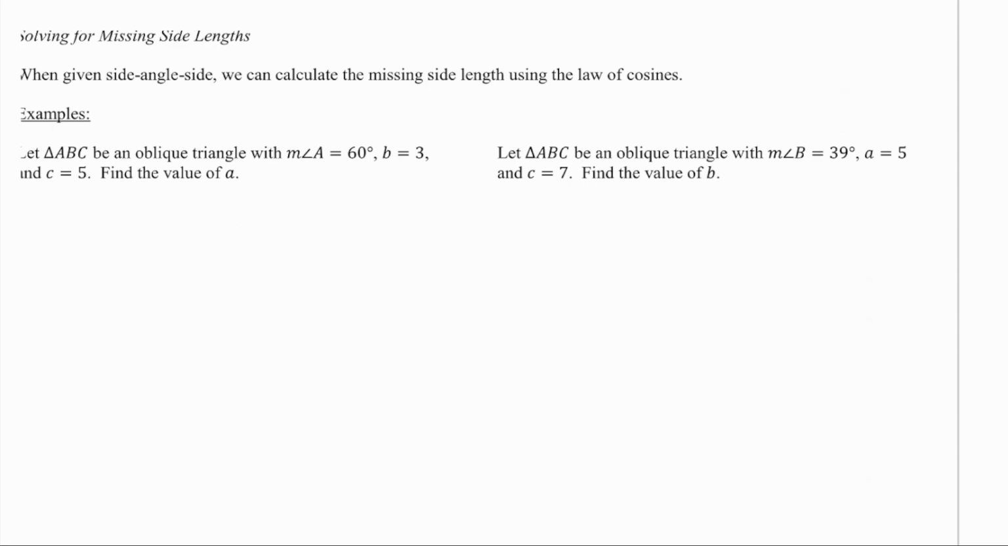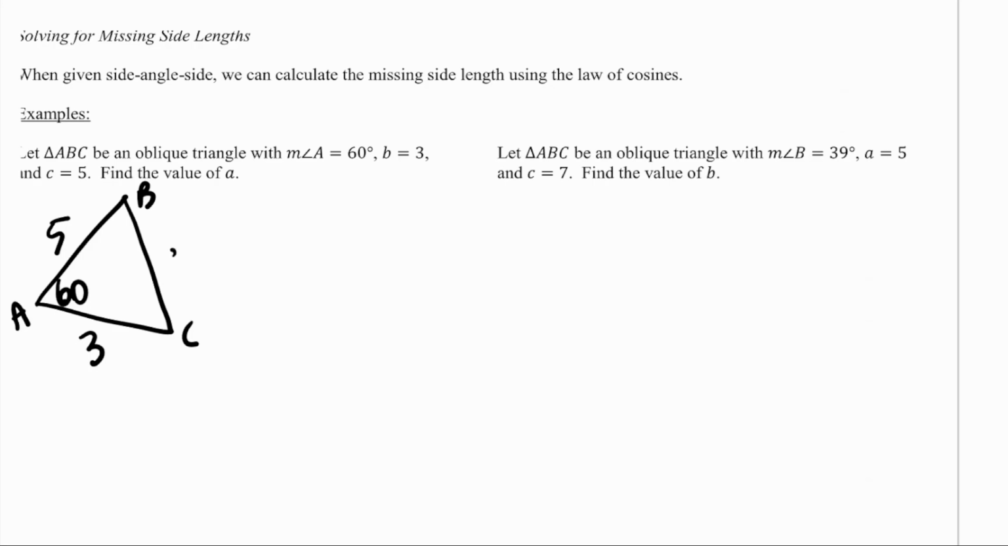Let triangle ABC be an oblique triangle. That means not a right triangle. So, something like that. We can let A, B, and C be whichever ones we want. I'm just going to label it like that. Measure of angle A is 60. Side length B is 3, and side length C is 5. There we have side angle side, right? 5, 60, and 3. Find the value of A.